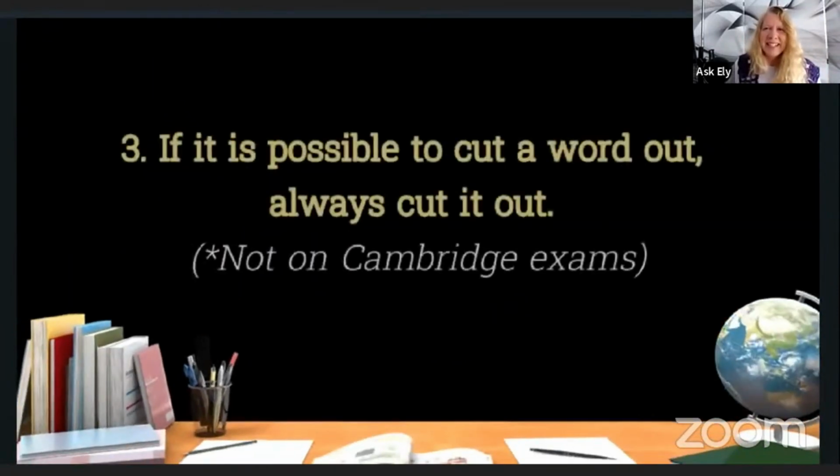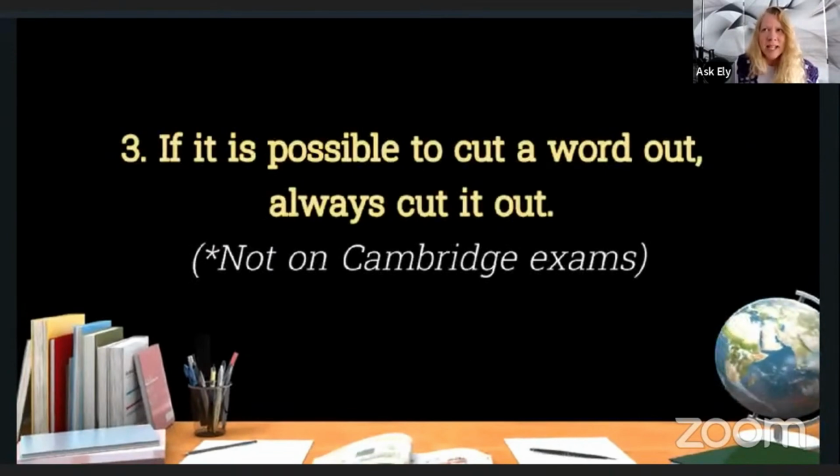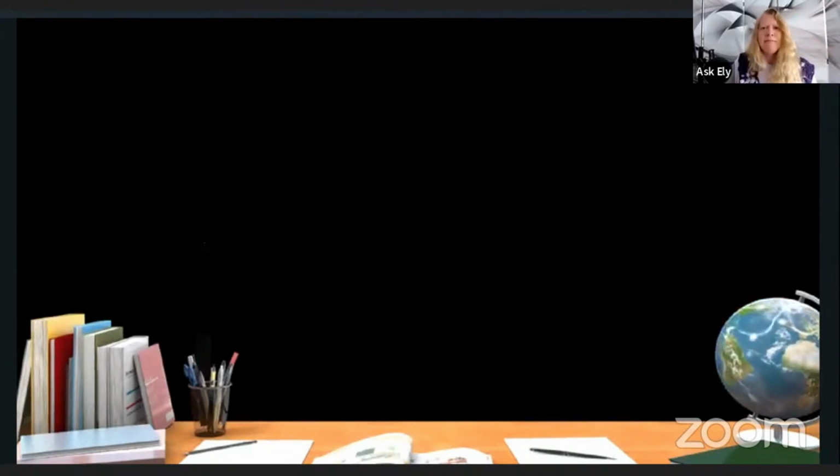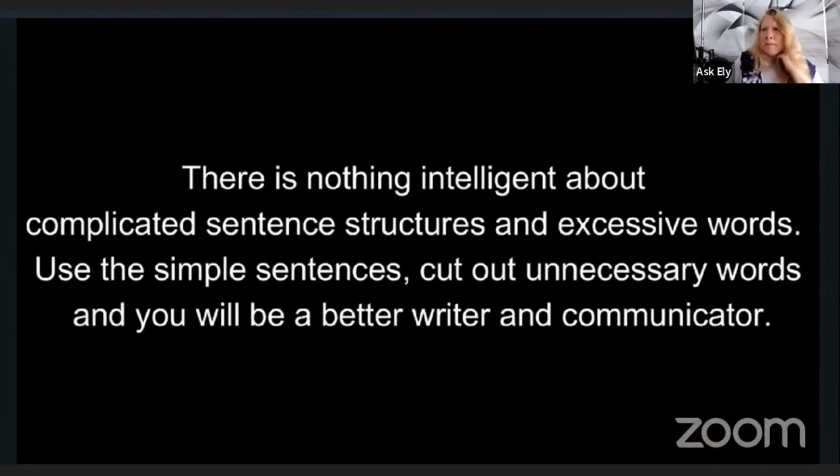All right, so the next rule is, if it is possible to cut a word out, always cut it out. Now be careful. This is not for Cambridge exams. That's a different form of writing. But generally when you're writing something like a letter or an essay, if you can cut the word out, cut it out. Here's an example. There's nothing intelligent about complicated sentence structures and excessive words. So use simple sentences, cut out the unnecessary words, and you'll be a better writer and a better communicator, right?